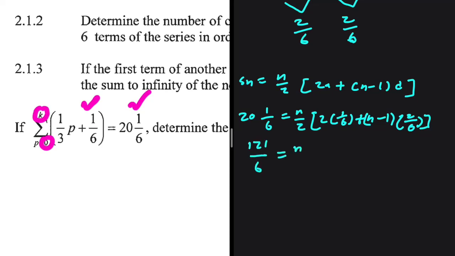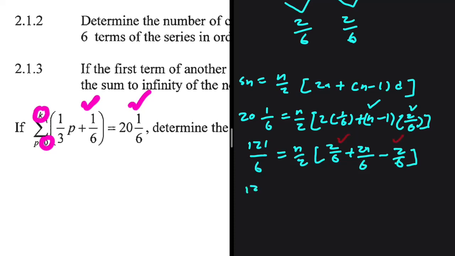Being equal to n divided by 2. And then 2 multiplied by 1 divided by 6 is 2 divided by 6. And then n multiplied by 2 divided by 6 is going to be 2n divided by 6. And then minus 2 divided by 6. As you can clearly see, 2 divided by 6 minus 2 divided by 6 will give us 0.